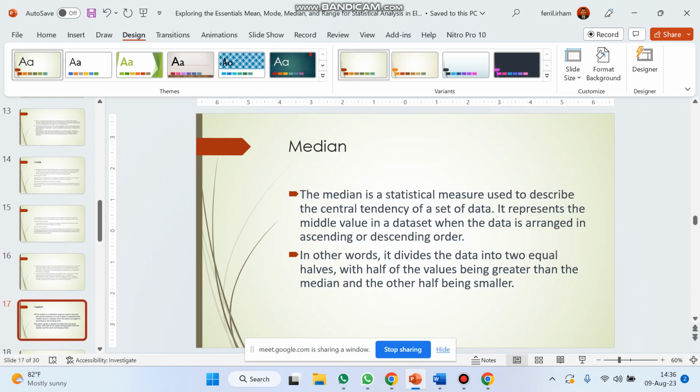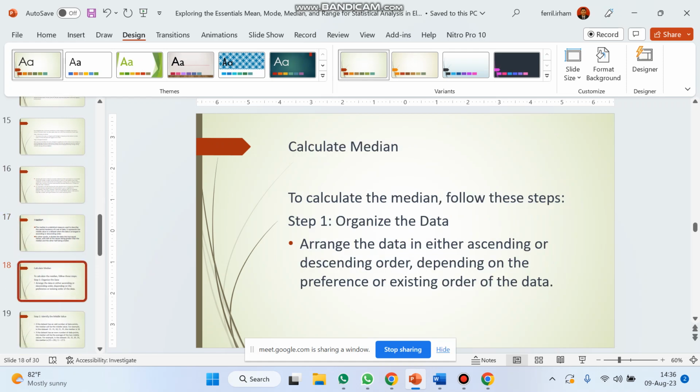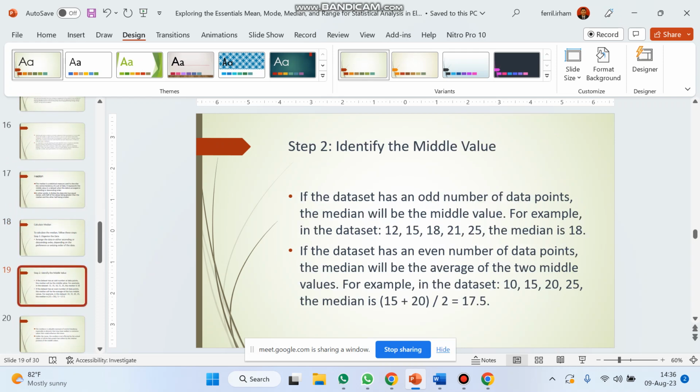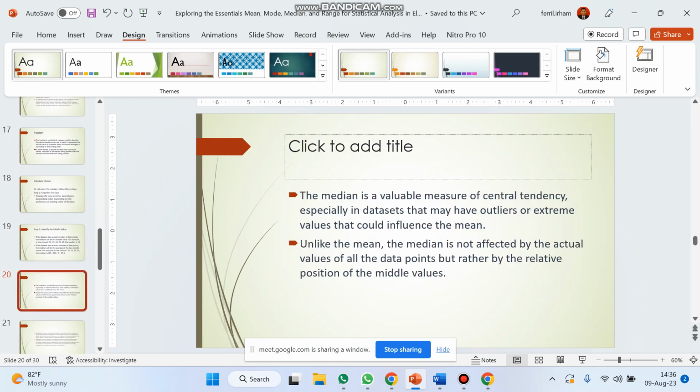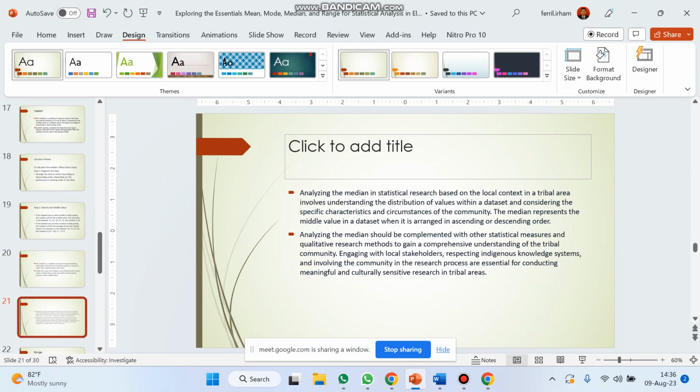The median. The median is a statistical measure used to describe the central tendency of a set of data. In other words, it divides the data into two equal halves. So to calculate it, the first step is to organize the data. Second is to identify the middle value. And the third is to measure the center of tendency. So the median in statistical research based on the local context in a tribal area involves understanding the distribution of values within a dataset, considering the specific characteristics and circumstances in the community.